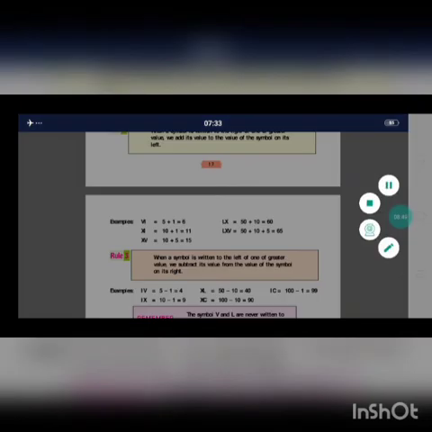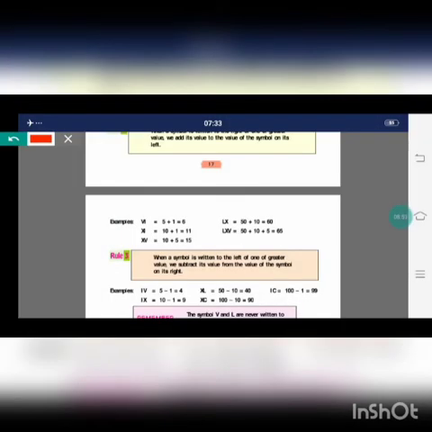For example, let's see here V I. You know the value of V is 5 and I means 1. So we have to add the value of those symbols. Its value is 6 now. Same here, you know the value of L is 50 and the value of X is 10. So the value is 60.